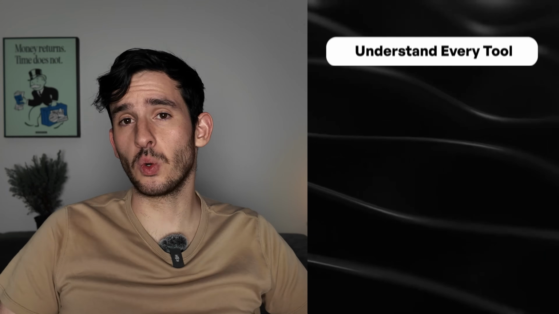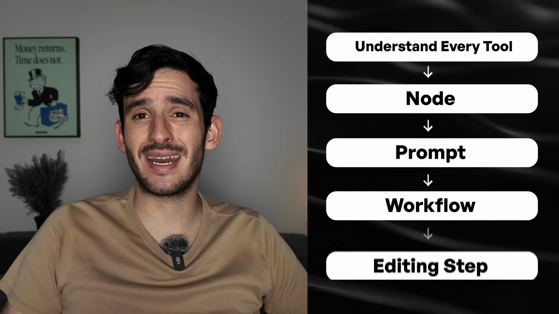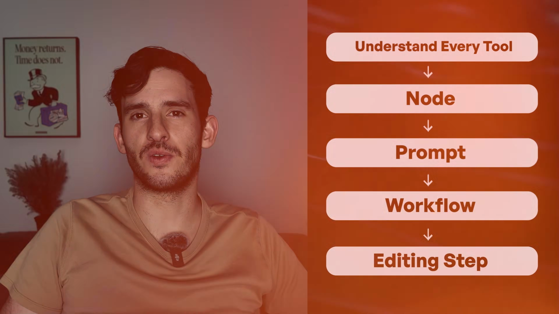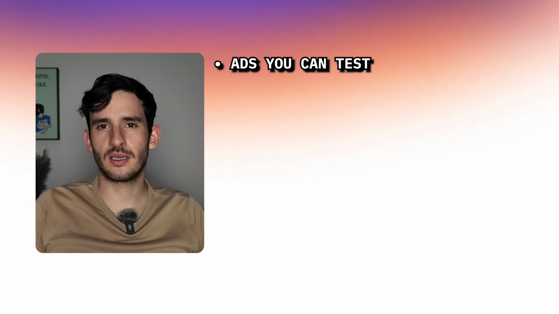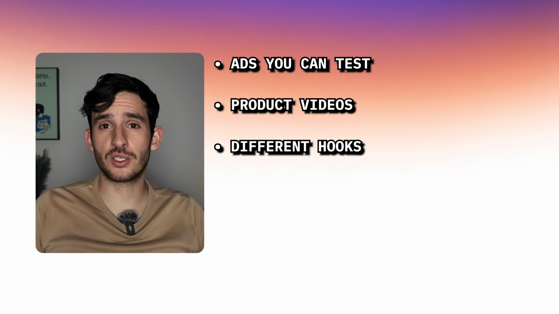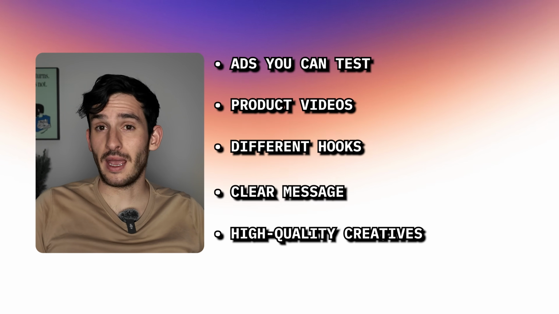So the reason this matters is a lot of people overcomplicate AI ads. They think they need to understand every tool, every node, every prompt, every workflow, and every editing step before they can make anything useful. But for most brands, agencies, and ecom businesses, the goal is very simple. You need ads you can actually test. You need product videos, you need different hooks, you need a clear message, and you need something that looks good enough to launch. And you need it fast.